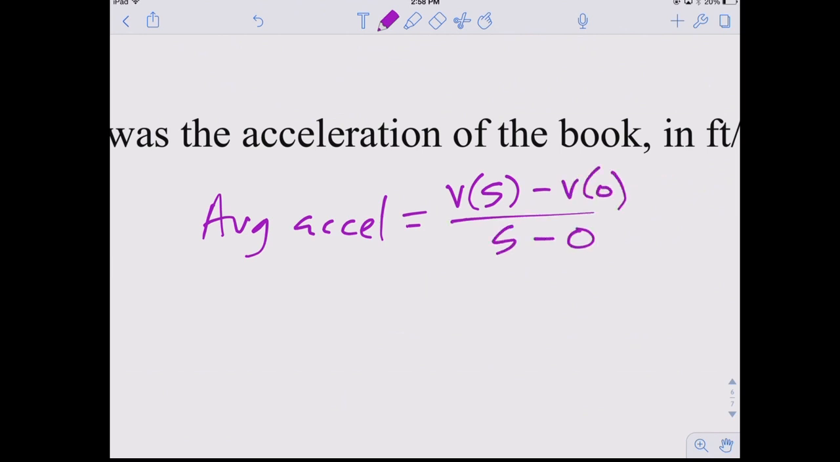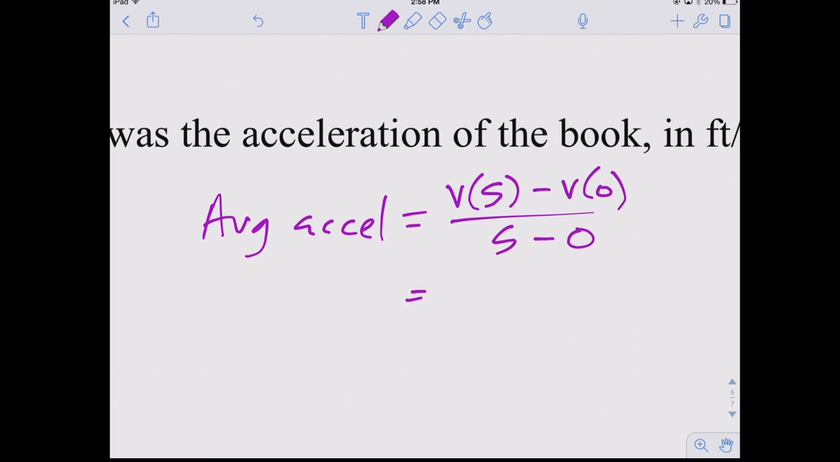And if you look at what the units are going to be, the units of the numerator are feet per second. The units of the denominator are seconds. And you end up with feet per second squared. So if it says average rate of change, like average acceleration, average velocity, it requires algebra, not calculus. And it's going to require the difference quotient.